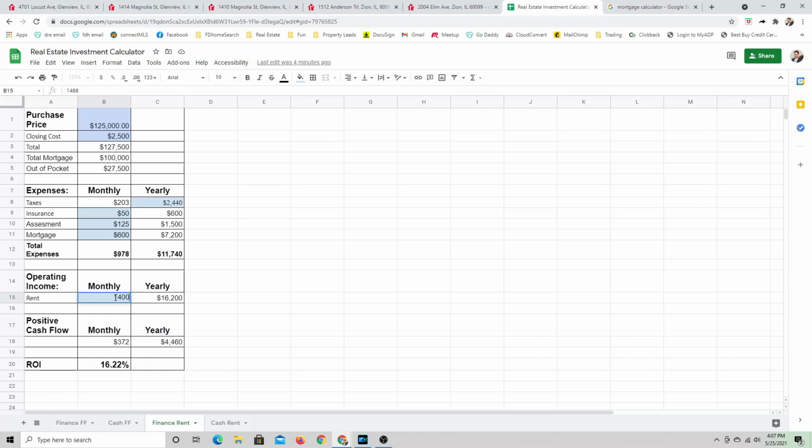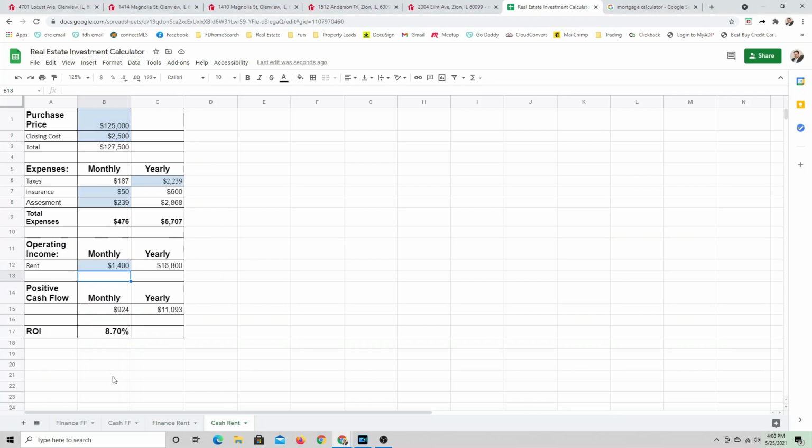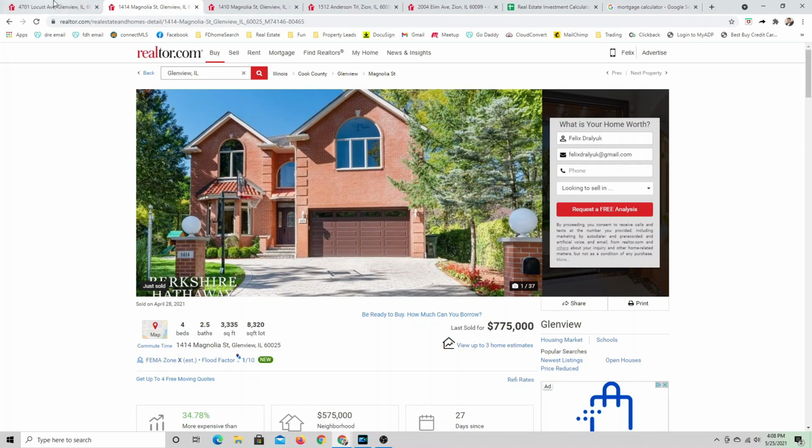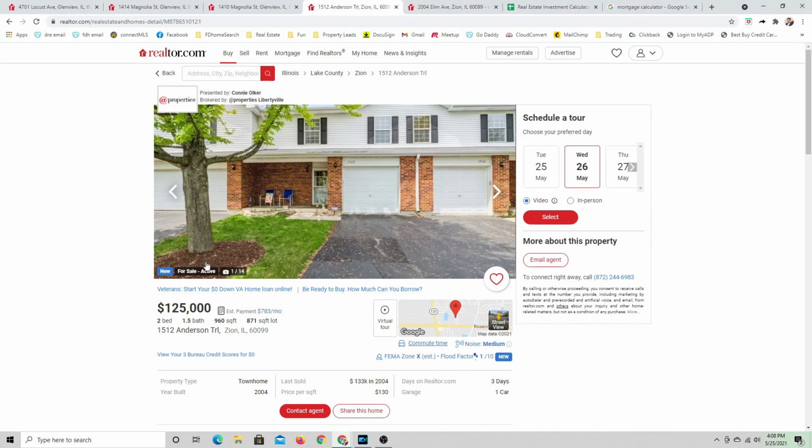Since the other property was $1,425, we're going to be a little bit cautious. So if you finance this property, you're looking at around 18.4% dollar for dollar based on your out-of-pocket expense. If you buy this property cash, you're looking at 8.7%. So that's the first hot property of the week, a rental property right here in Zion.